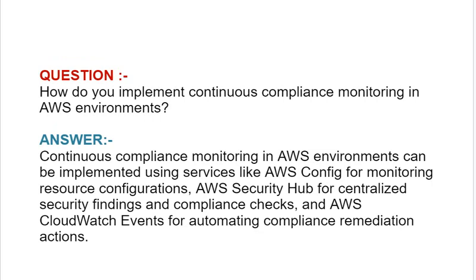Our next interview question is: how do you implement continuous compliance monitoring in AWS environments? Your answer should be: continuous compliance monitoring in AWS environments can be implemented using services like AWS Config for monitoring resource configurations, AWS Security Hub for centralized security findings and compliance checks, and AWS CloudWatch Events for automating compliance remediation actions.